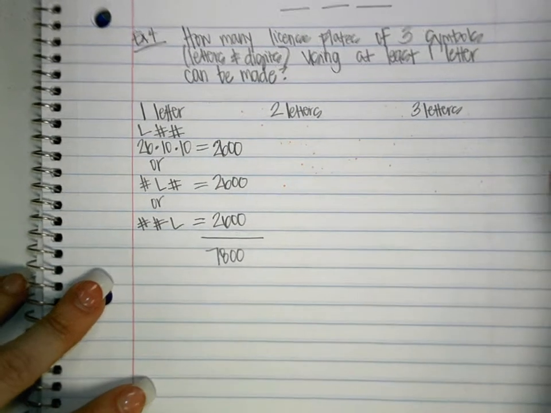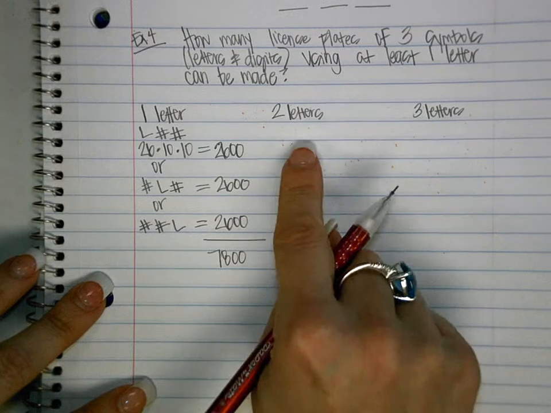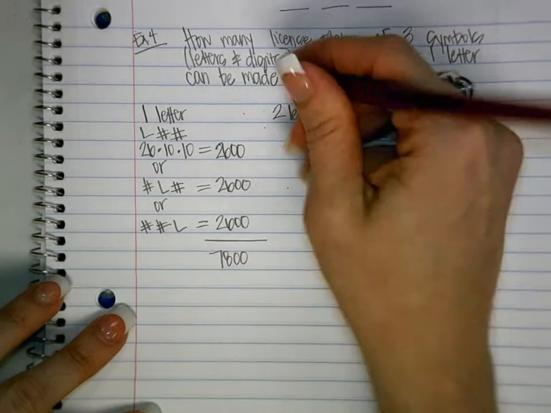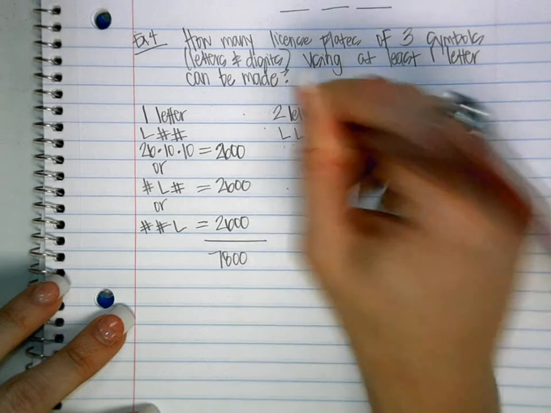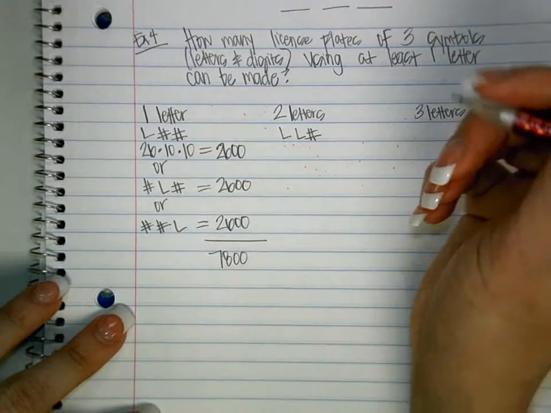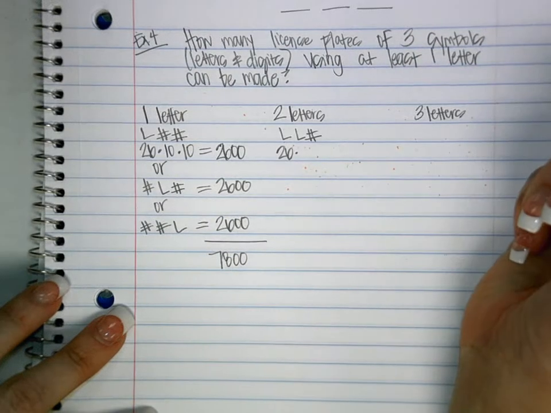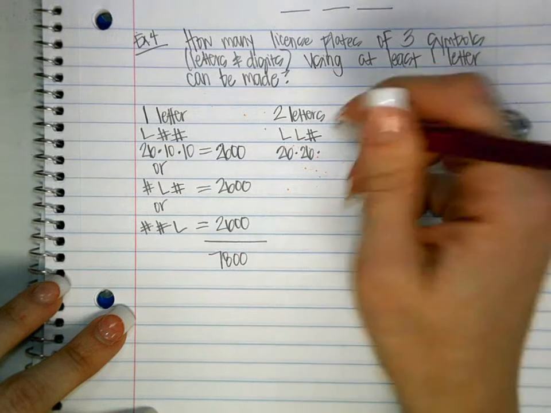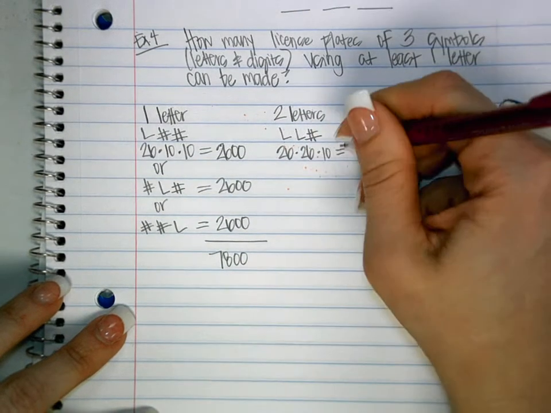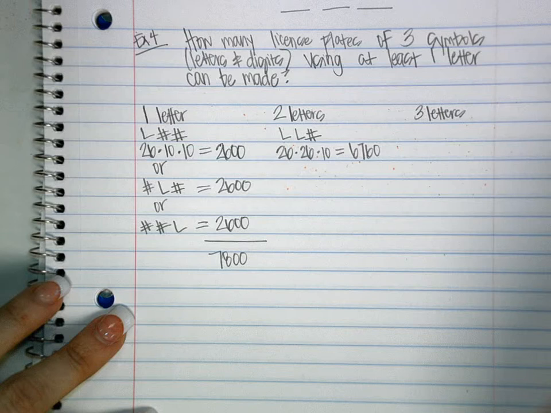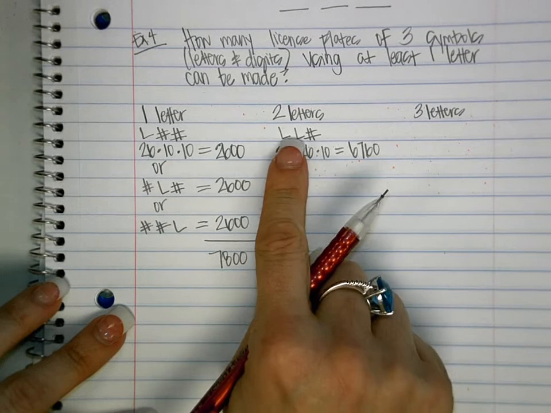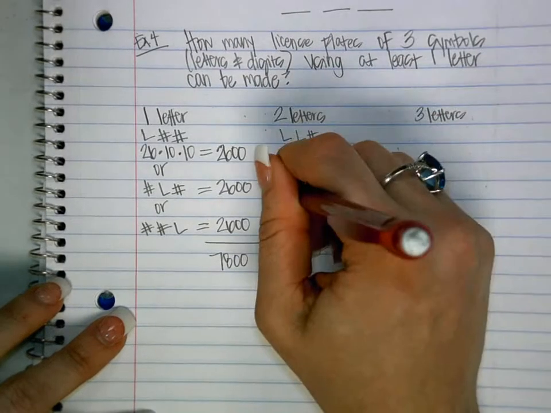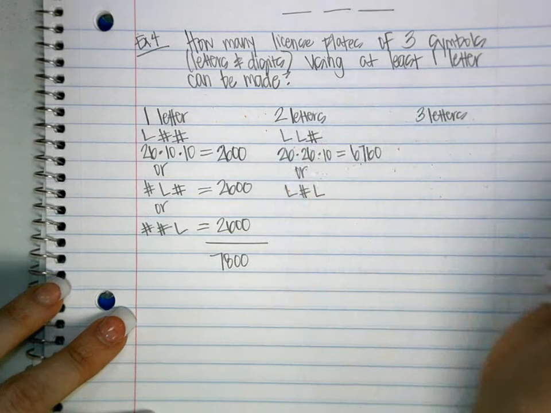different combinations. Now, what if I use 2 letters? How could I write them? I could have letter, letter, number. So how many different letter options do I have? 26. Multiplied by how many options do I have for letters? 26. Another 26 multiplied by how many options do I have for digits? 10. So that's a total of 6,760. Is there any other way I could put 2 letters and 1 number? How else? Letter, number, letter. So that's another 6,760.